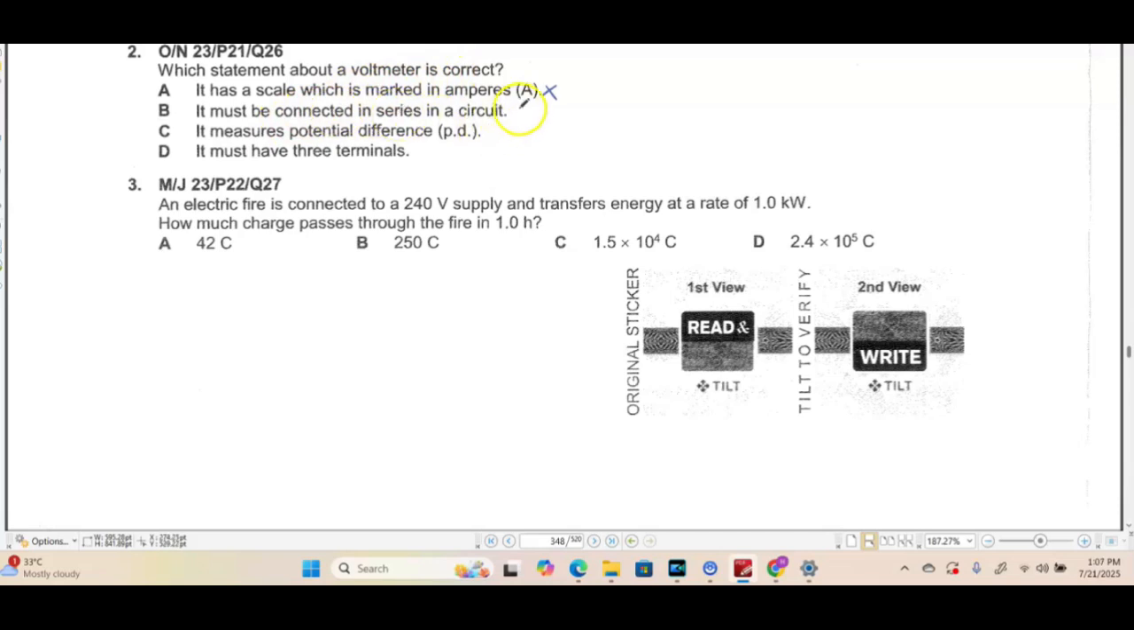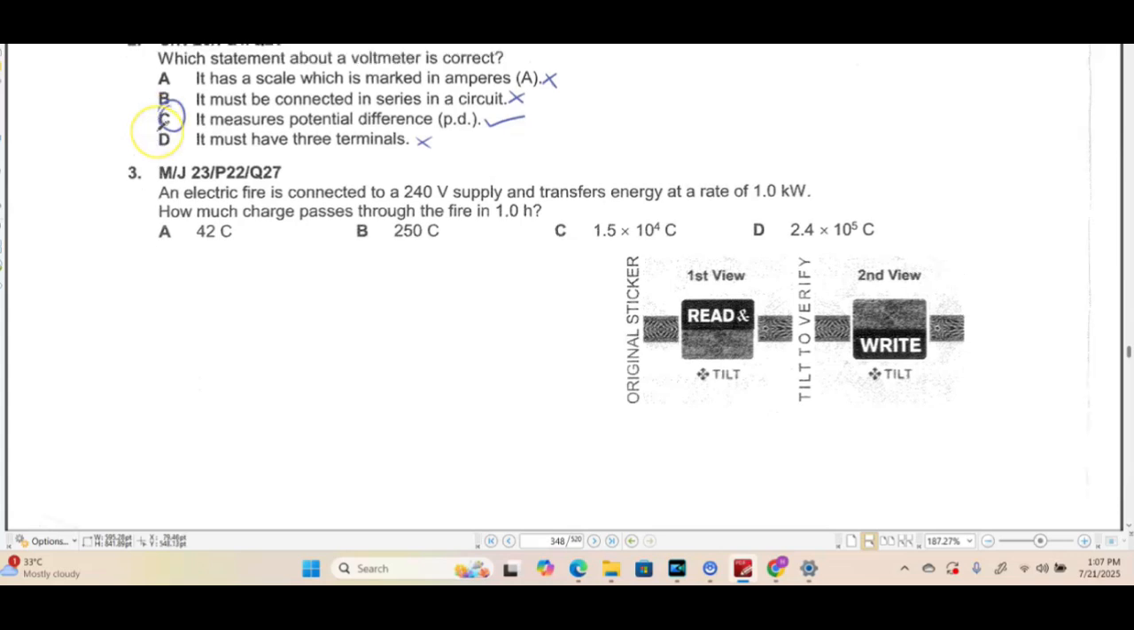It can be connected in series. No, a voltmeter is connected in parallel to the component. It measures potential difference. Yes, this is correct. It must have 3 terminals. No, this is not correct. So C is our correct option.